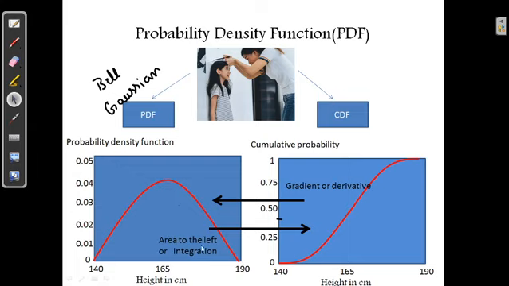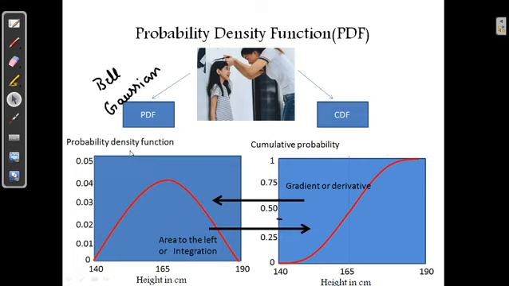Integration. Okay. If you are given a probability density function and you need to derive the cumulative probability, what do you need to do? We need to perform integration. If you are given a CDF and you need to find the PDF, you need to perform what? A derivative. Okay, so this is the thing which you need to do.